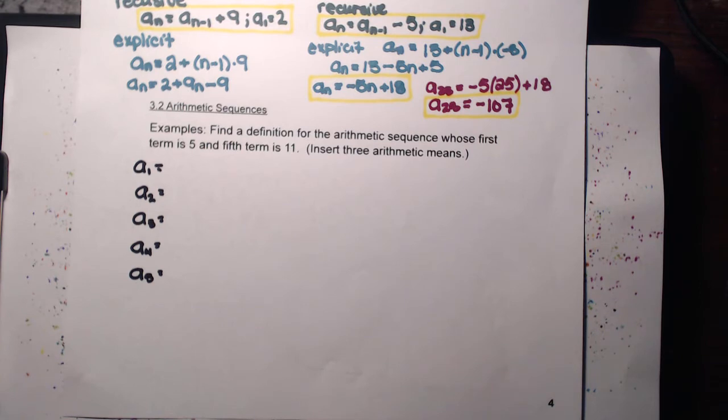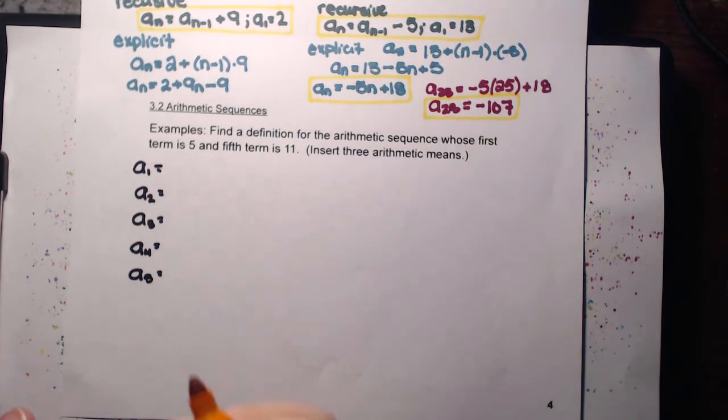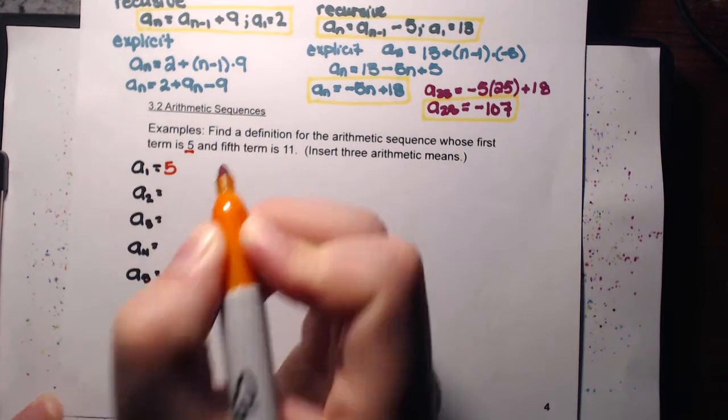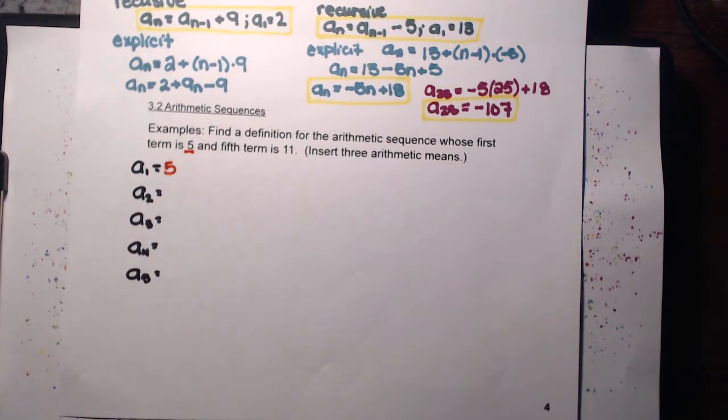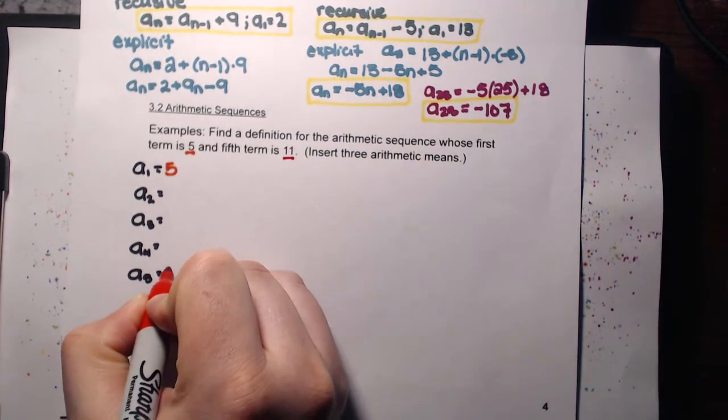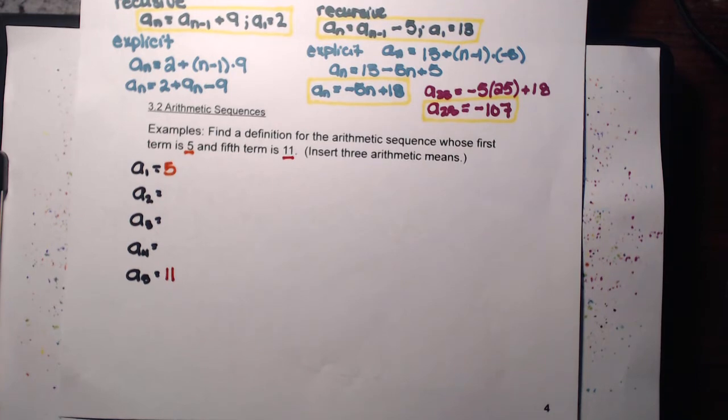But the information that it gives me is that my first term is 5, and my fifth term is 11. So I'm missing 3 middle terms here. So to figure this out, I'm going to have to find the common difference here. And the way I'm going to do this is I'm going to write an explicit formula for this.